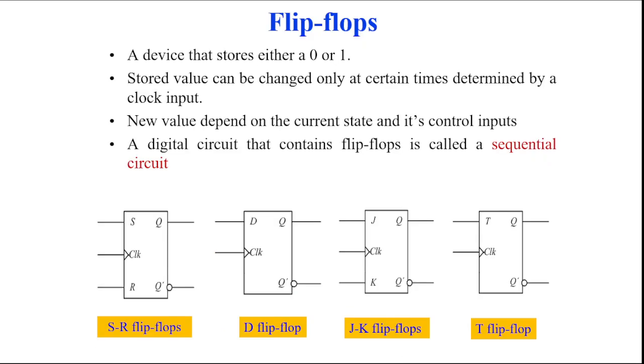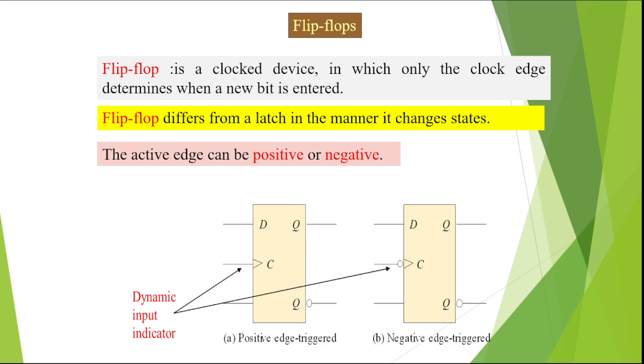These are all the flip-flops. There are four types of flip-flops: SR, D flip-flop, JK flip-flop and T flip-flop. A flip-flop is a clocked device, the only device that determines the new bit which is going to enter into the circuitry. It may be given positive as well as negative clock pulses as an edge.